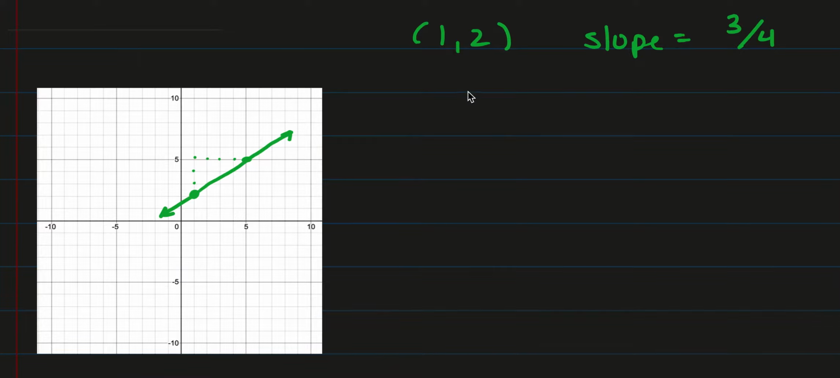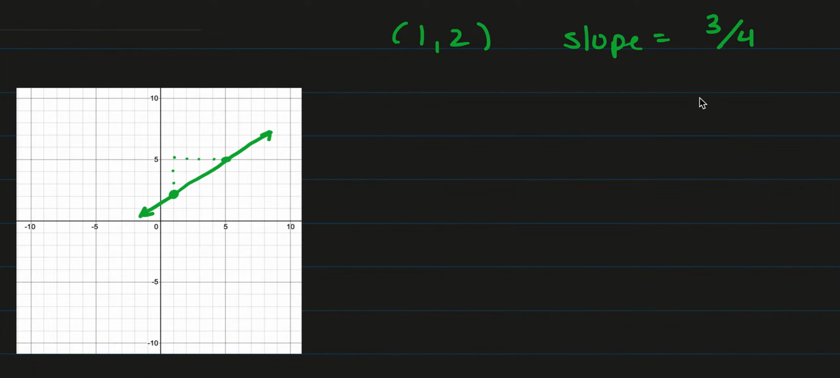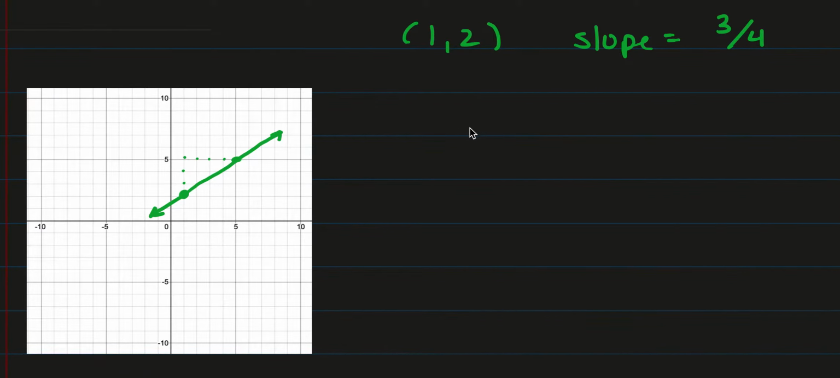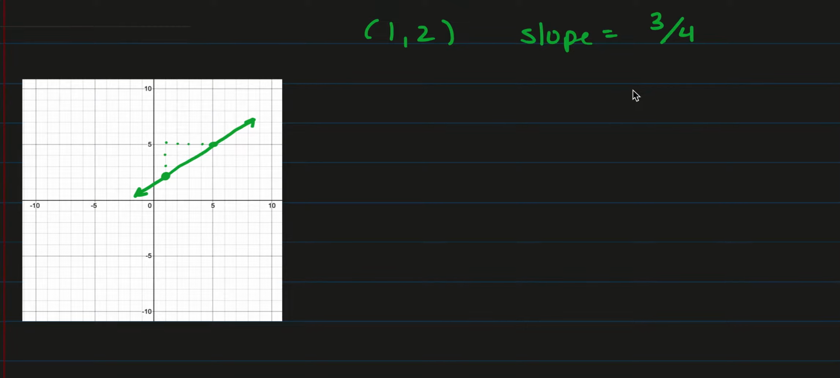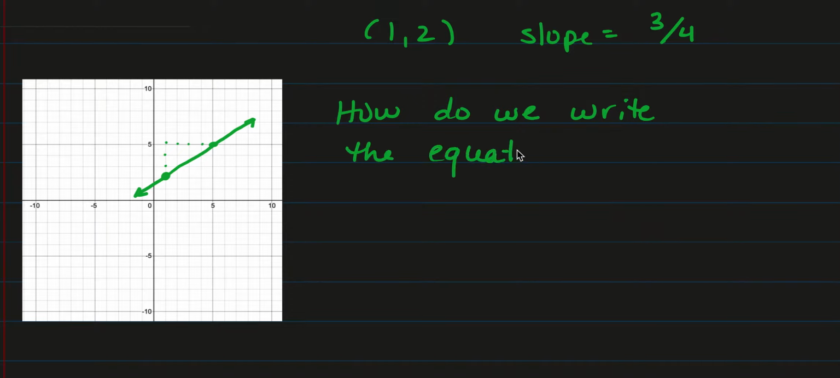So given a point and the slope, we can draw a line. And if we're given 2 points, we can draw a line. We just draw a line right through those 2 points. Now the question is, given a point and a slope, or given 2 points, can we find the equation of a line? So how do we write the equation of a line?